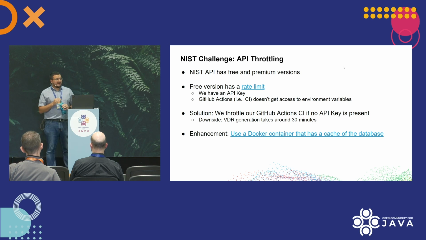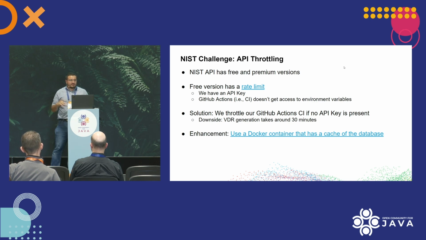The NIST challenge we have is API throttling. So it's got a free version and a premium version. The free version has a rate limit. The good news is we have an API key. The bad news is if you're running this in a PR in GitHub Actions, it very reasonably does not allow you to have your secrets exposed, because then people could just print them and find out all your secrets, and that would be bad. So basically you don't get environment variables in GitHub Actions with the API key.